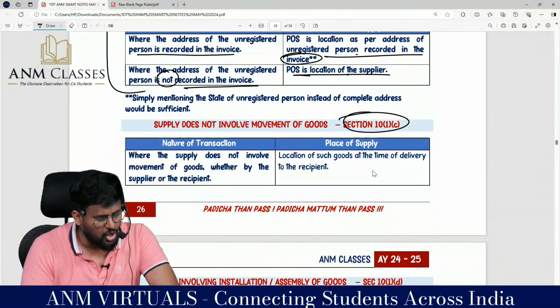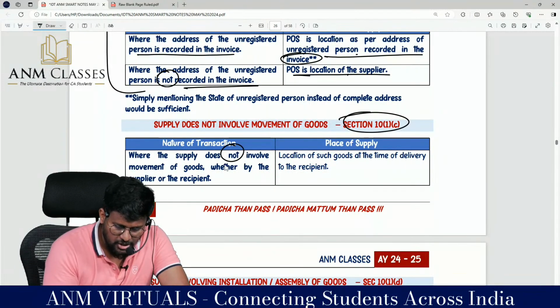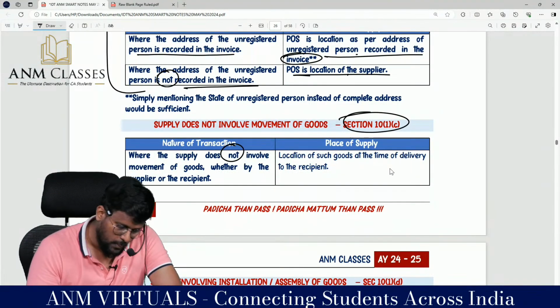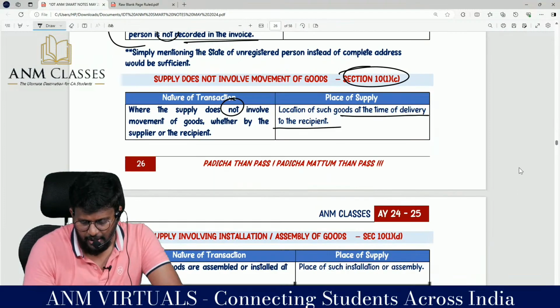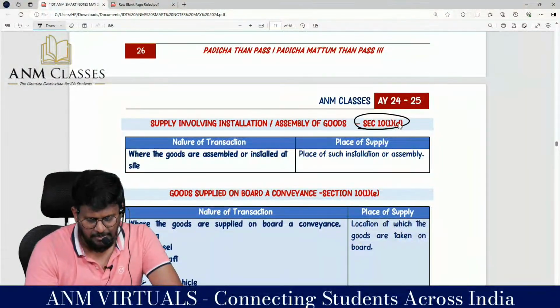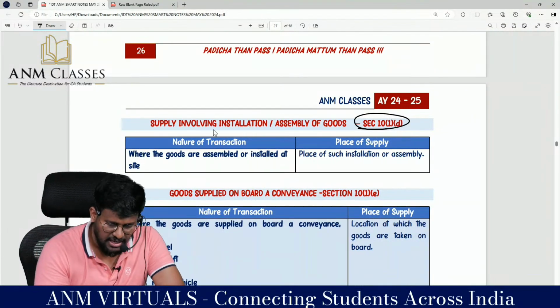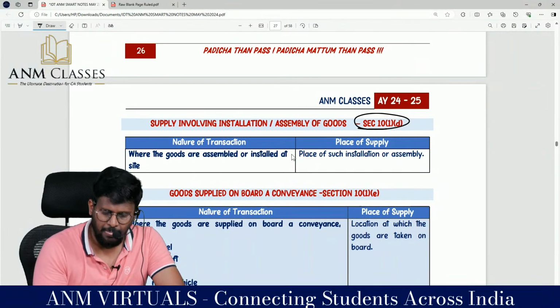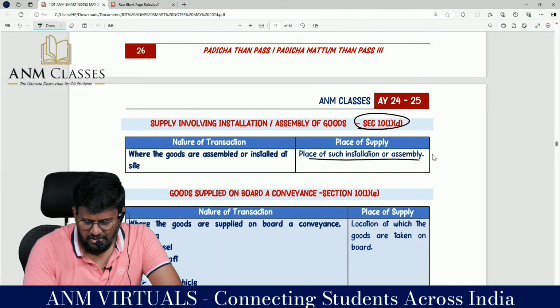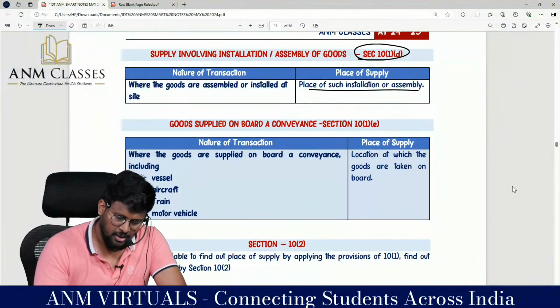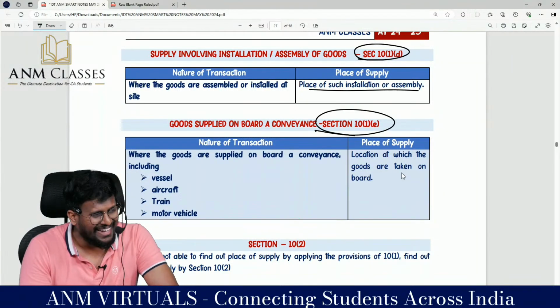Yes, sir. Where the supply does not involve movement of goods, place of supply is the location of such goods at the time of delivery to the recipient. Yes, sir. 10 subsection 1 clause D. Sir, assembling or installation of goods. Yes, sir. Where the goods are assembled or installed at a site, then place of such assembly or installation is the place of supply.